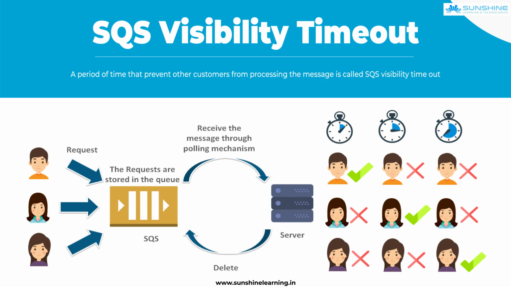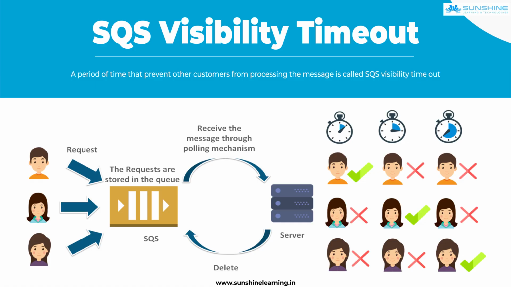Then there is another concept called the SQS visibility timeout. So what exactly is the visibility timeout? It is a period of time that prevents other consumers from processing the message. That is called the visibility timeout. For example, if you look at this diagram, these are the backend agents who are going to process the messages, and they are going to get the messages from the application running on the server.